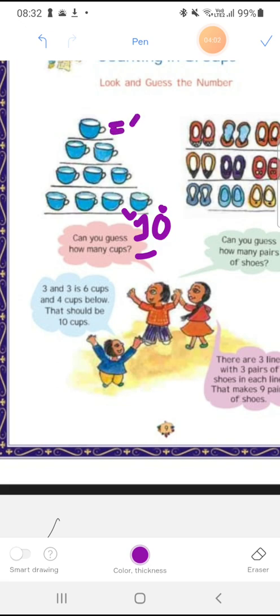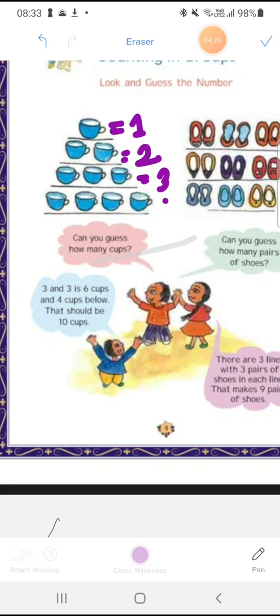Once more let us see. Here it was 1, here it was 2. So 1 plus 2 is 3. Here it is 3. So 3 plus 3 is 6. Here it is 4. So 6 plus 4 equals 10. So this is your answer. We can see 10 cups.